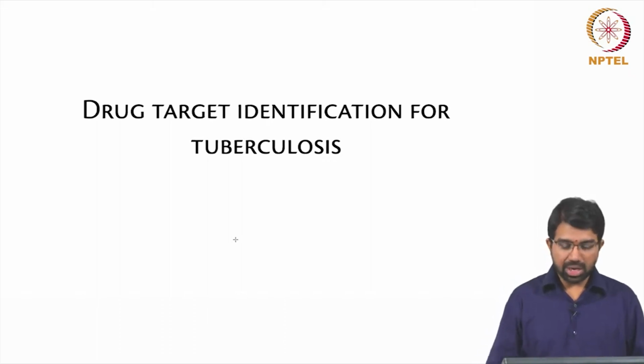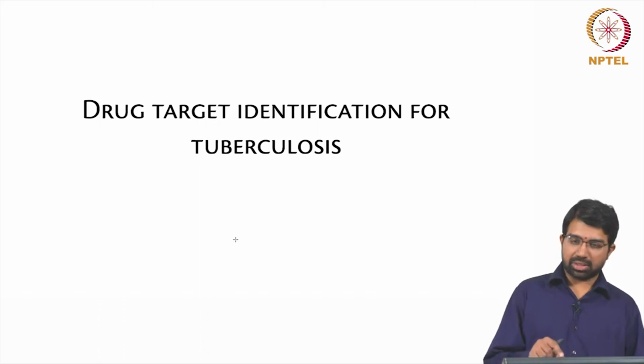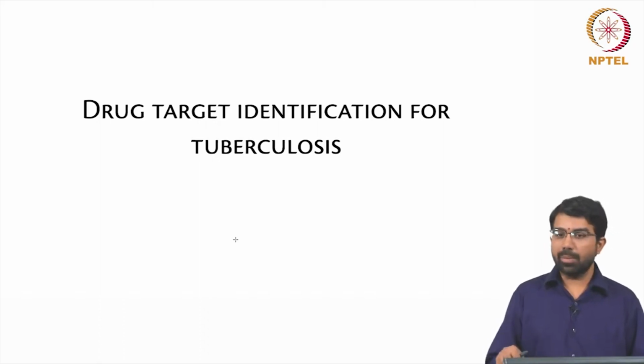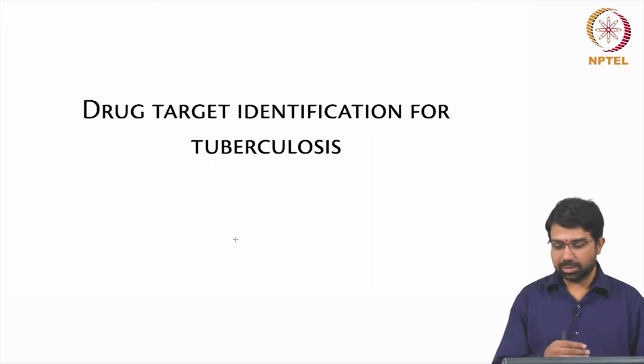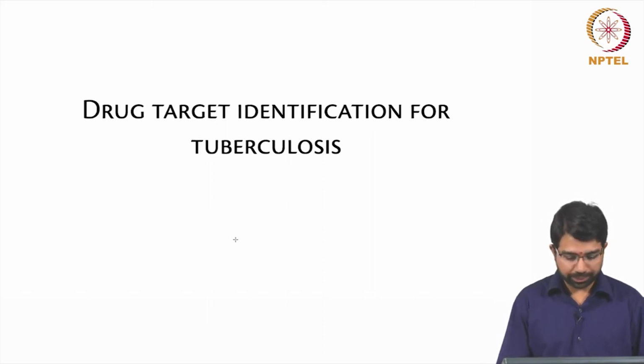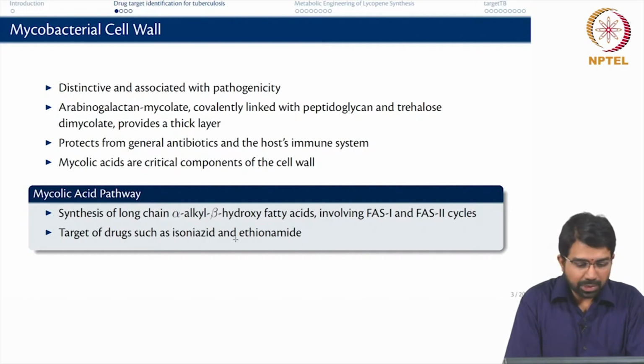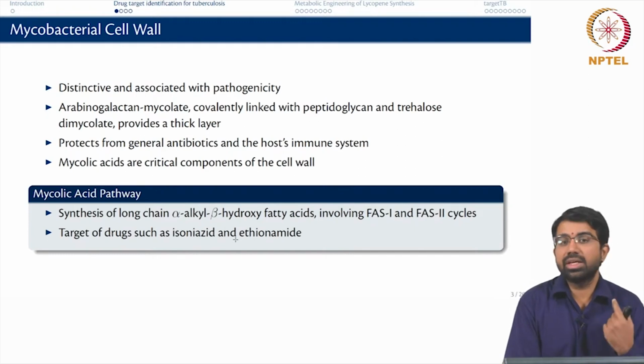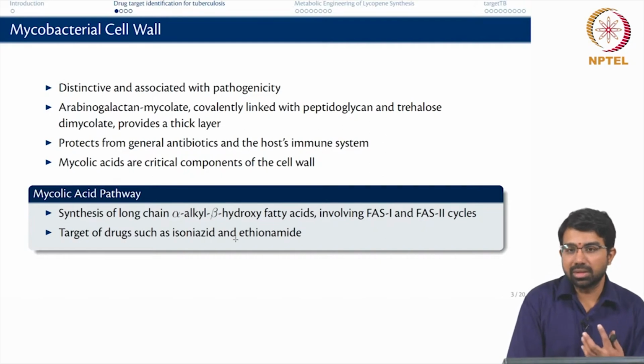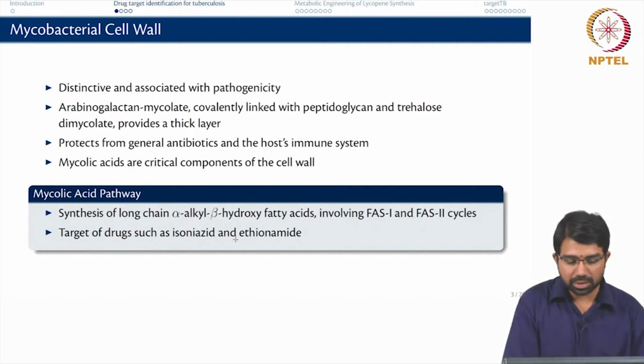That becomes the first challenge, and I will show you two approaches, a simple approach that is just based on a single metabolic pathway and a more comprehensive approach that takes into account as much as possible information from the whole genome. So, the mycobacterial cell wall is very distinctive and it is associated with pathogenicity, and it contains arabinogalactan mycolate, which is covalently linked with peptidoglycan, which is a more common cell wall component, and trehalose dimycolate, which provides a thick layer. So, this thick layer helps it evade classic antibiotics and also the host immune system. So, you can't take like a regular penicillin or any of those drugs to combat TB.